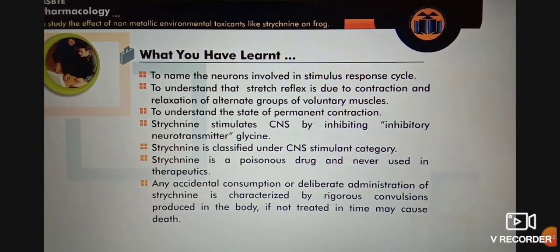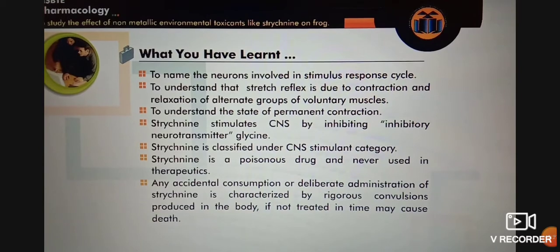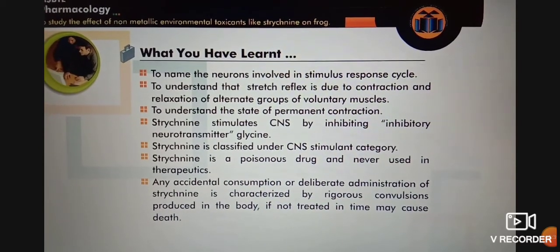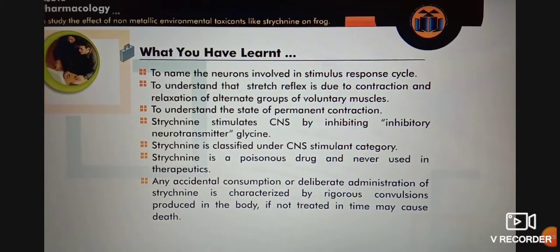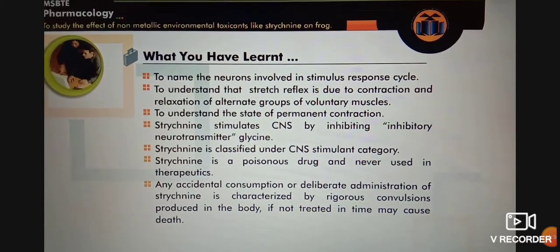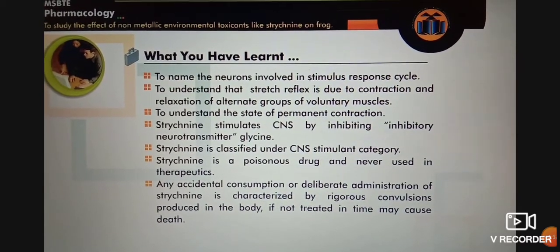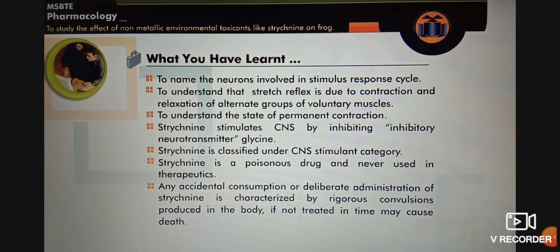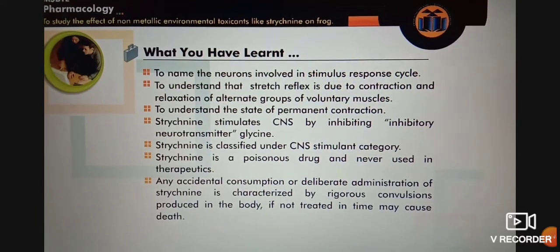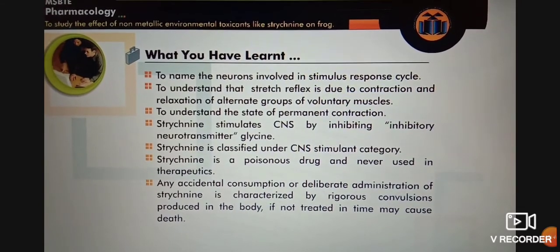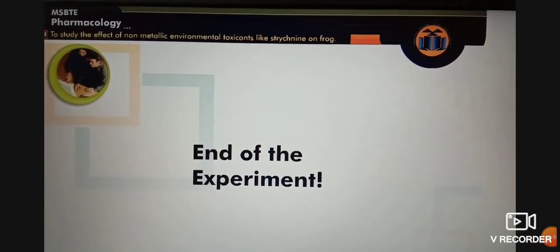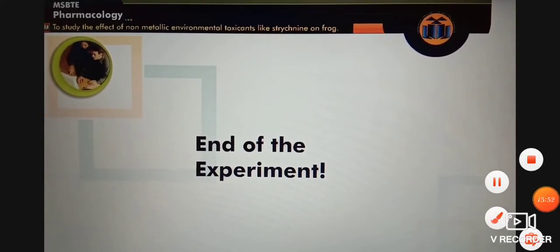Strychnine is classified under the CNS stimulant category. Strychnine is a poisonous drug and never used in therapeutics. Any accidental consumption or deliberate administration of strychnine is characterized by rigorous convulsions produced in the body. If not treated in time, it may cause death. Okay, so here is the end of this experiment.